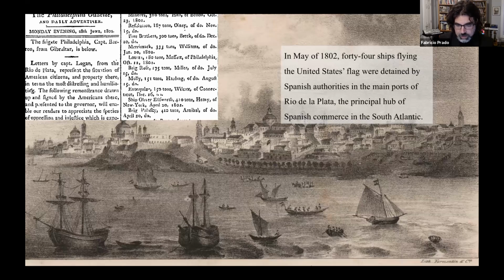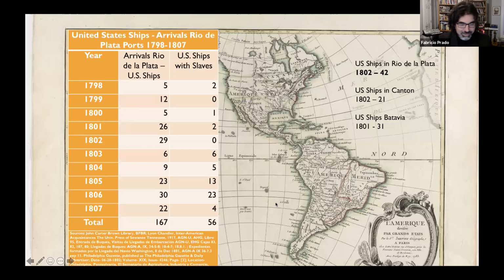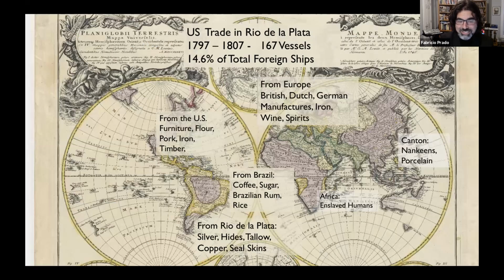Between 1798 and 1807, no less than 167 United States vessels entered the Rio de la Plata ports carrying manufactured goods, produce, alcohol, and enslaved Africans. During this period, North American vessels comprised the second largest foreign merchant fleet in the estuary and transported more than 8,000 enslaved Africans to Rio de la Plata ports.